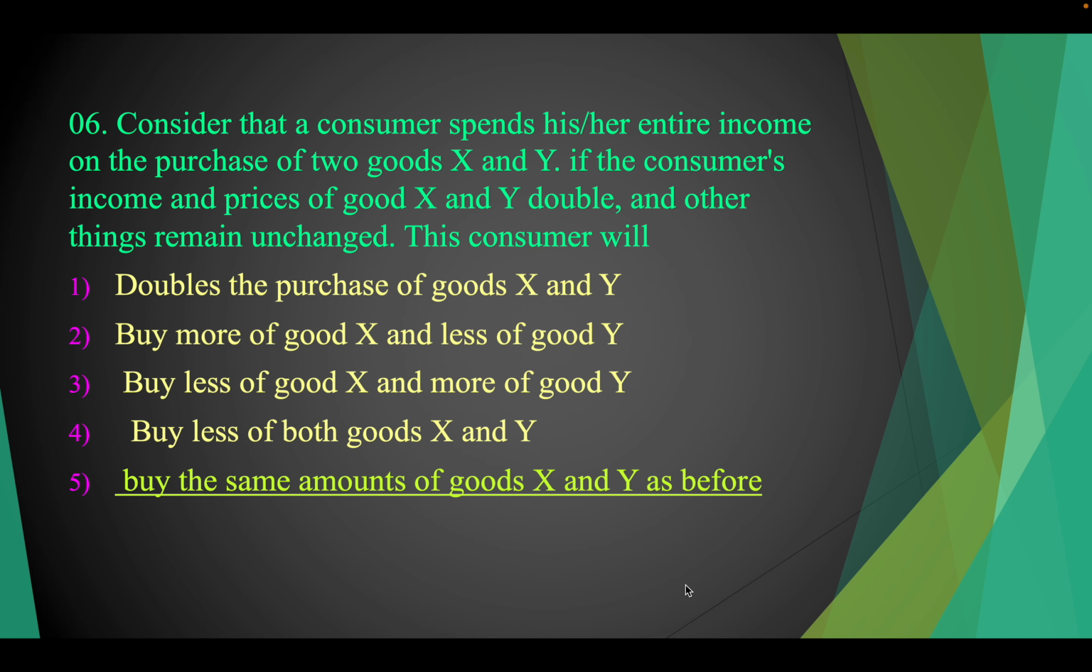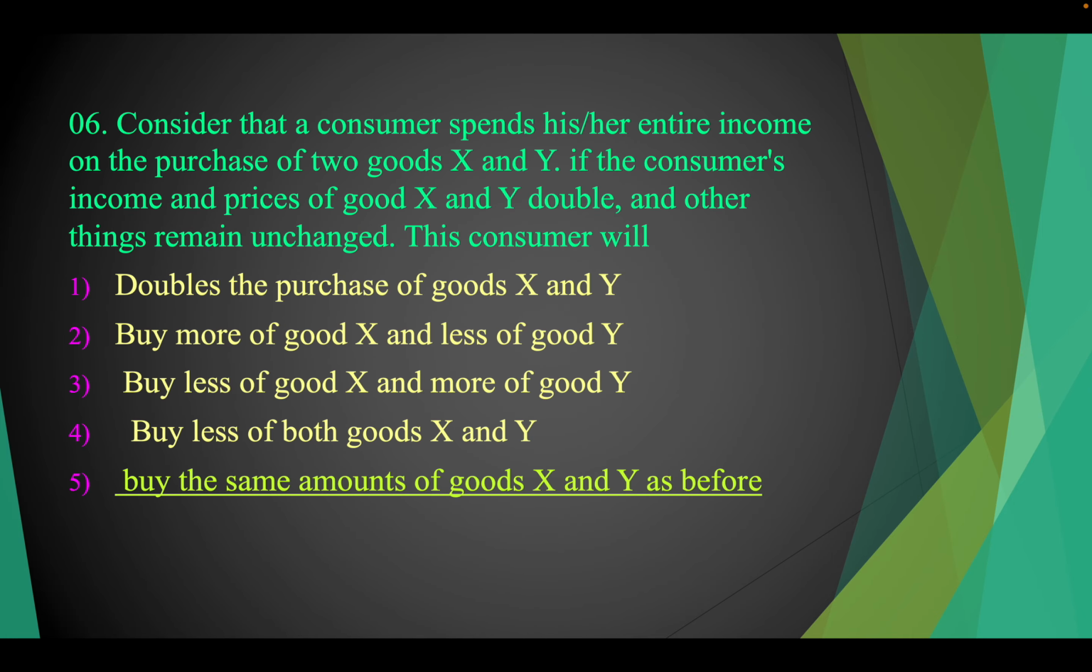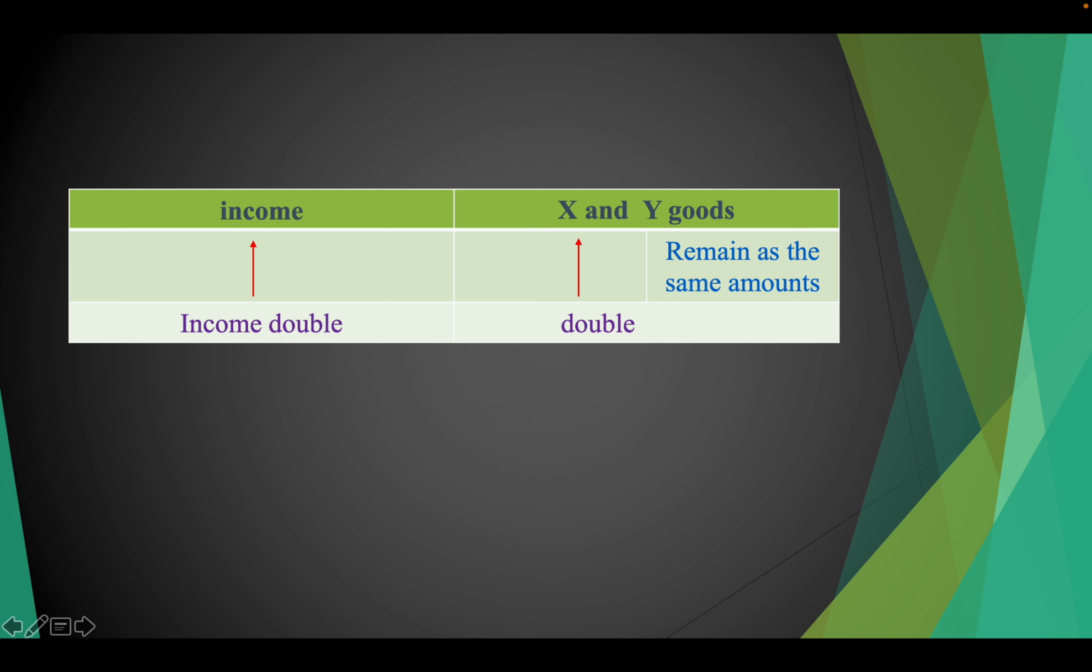So here you can see this information we add like this. Income doubles, and the prices of goods X and Y also double. Then, children, the doubled income is allocated to the doubled prices of goods X and Y. So the amounts remain unchanged. So she buys the same amounts of goods X and Y as before.